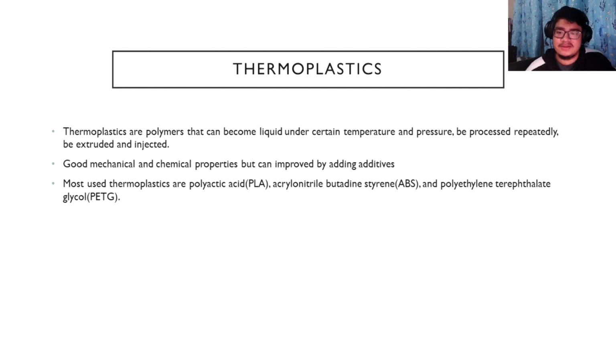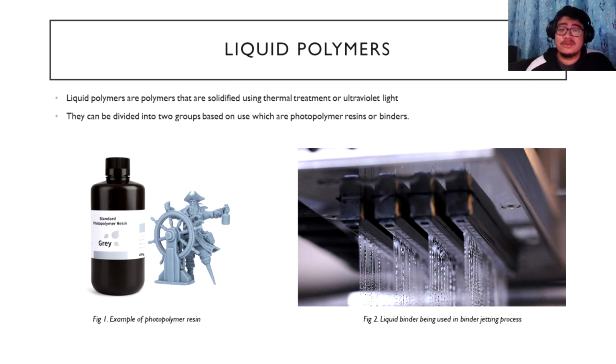Thermoplastics are polymers that become liquid under certain pressure and temperature and can be processed repeatedly, extruded or injected. They have good mechanical and chemical properties but can be improved by adding additives. Some of the most used thermoplastics are polylactic acid (PLA), acrylonitrile butadiene styrene (ABS), and polyethylene terephthalate glycol or PETG. For 3D printing, one of the polymers used are liquid polymers.